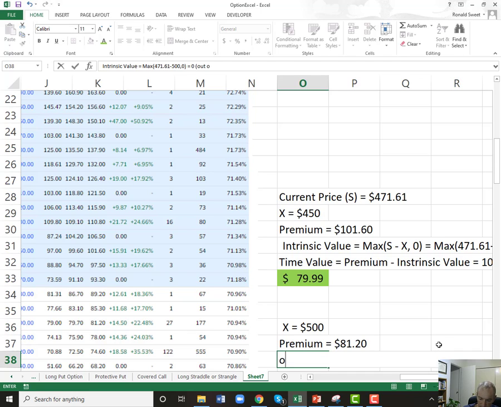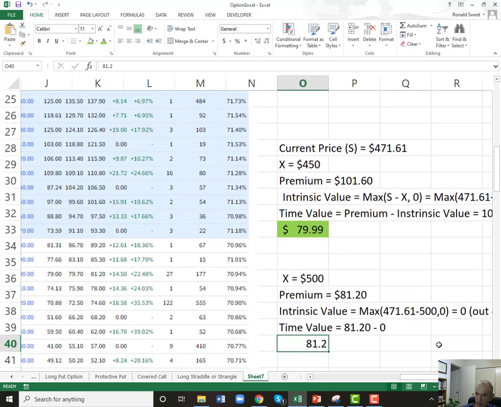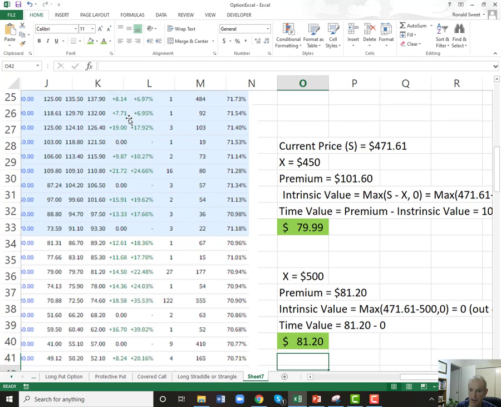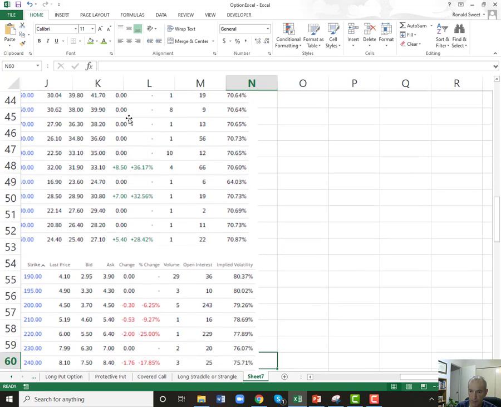This is out of the money. If it's out of the money, then its intrinsic value by definition is 0. So the time value is just going to be the option premium, 81.20 minus 0. So here the time value is 81.20. So time value is very easy for options that are out of the money. The time value always equals the premium. 100% of the premium is time value when you're out of the money. All right, so there are calls. Let's try it once more, and let's do it with puts.